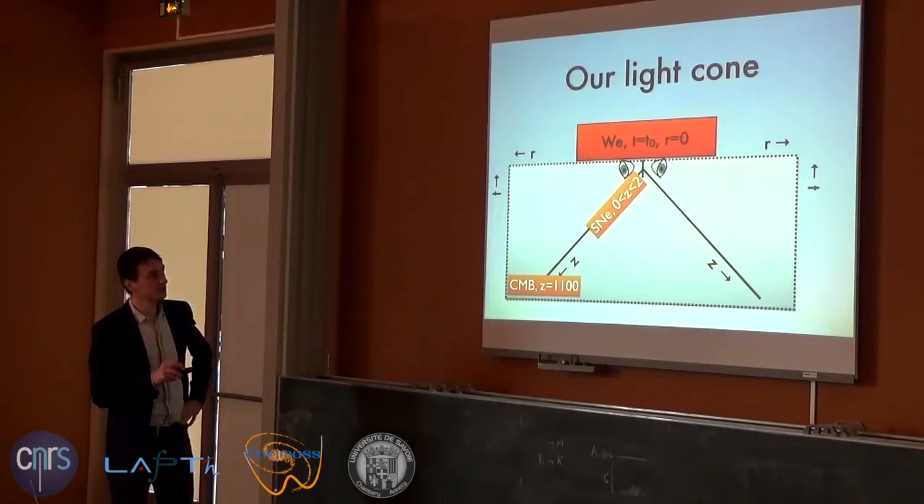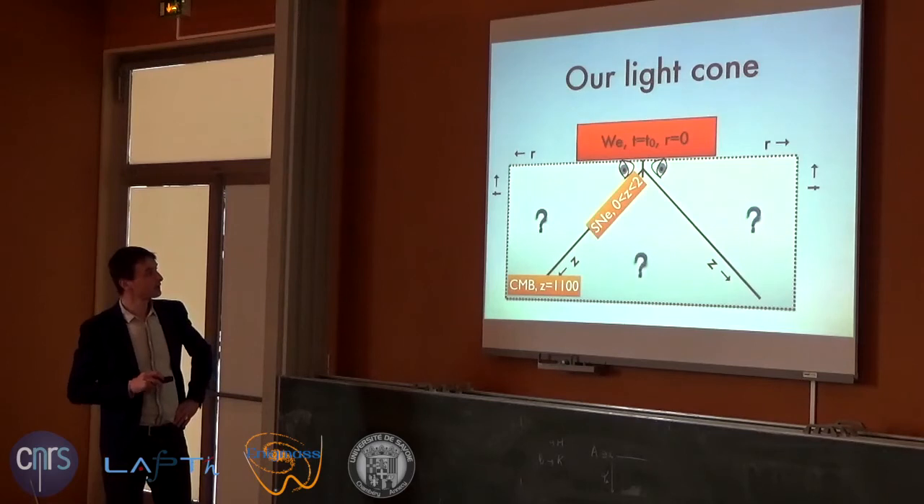In this space-time diagram, the light travels on lines of 45 degrees. This means that we really only have access to information on this line. We don't observe inside our light cone, we don't observe outside our light cone.